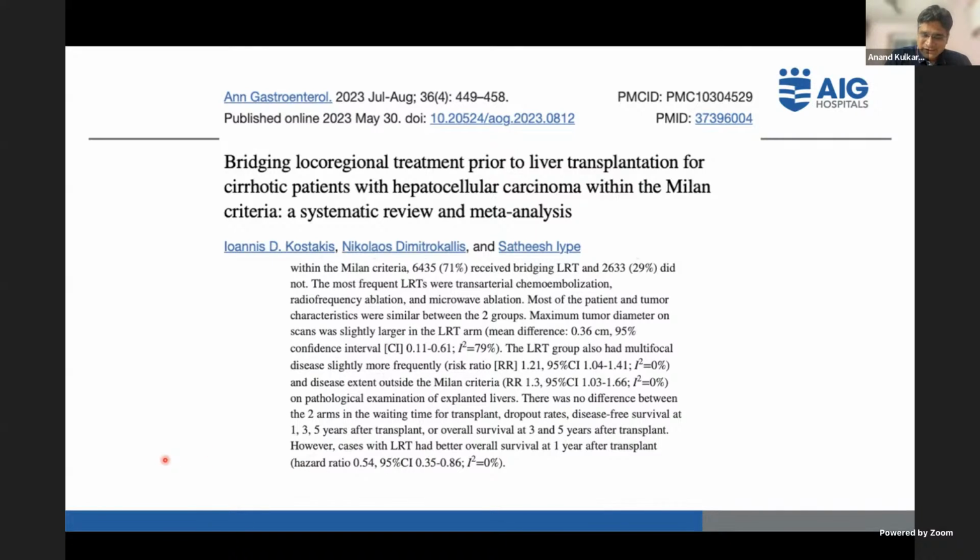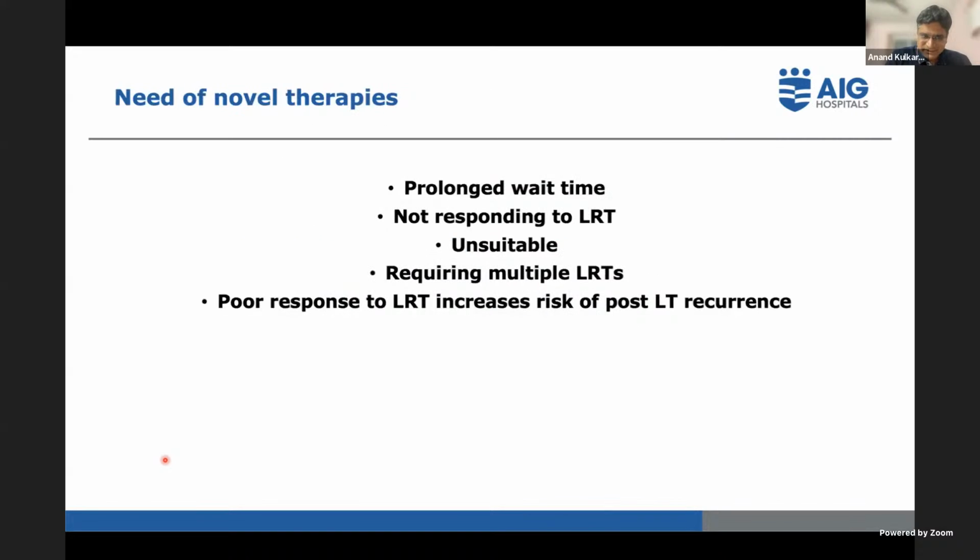Having said that, yes, LRT remains a good, standard therapy as of now to bridge a patient, or to downstage a patient with HCC to transplant. But the reason we need a novel therapy is that there may be situations where there is a prolonged waiting time. The individual may not be willing for transplant. There may not be any suitable donor, or the patient has other complex comorbidities which do not allow us to do a loco-regional therapy, or the patient is not responding to the loco-regional therapy despite multiple sessions. That lesion tends to be active.